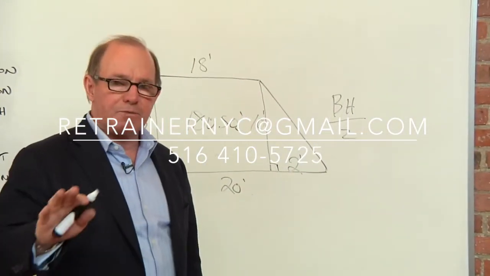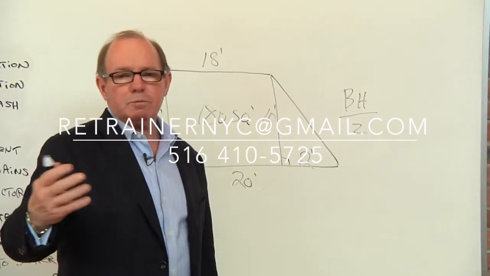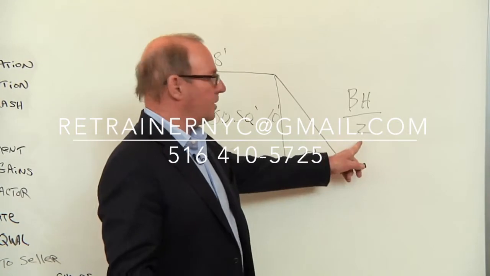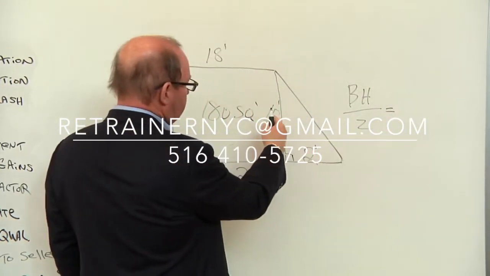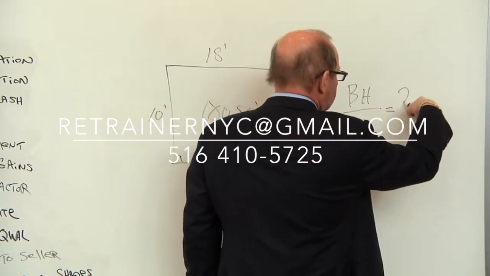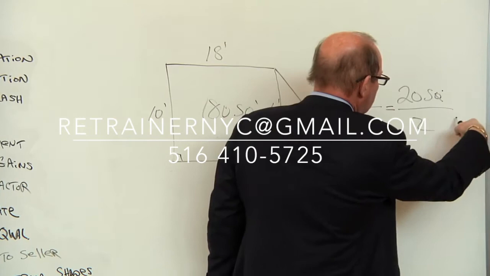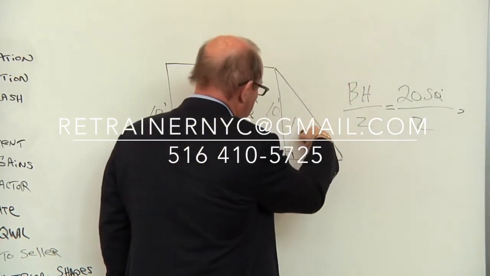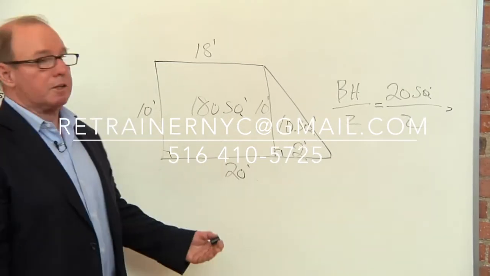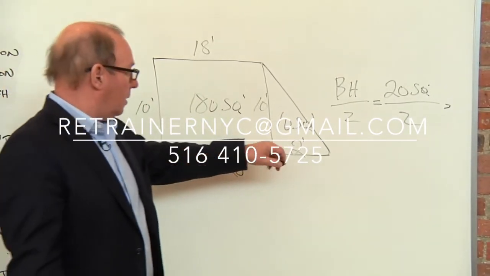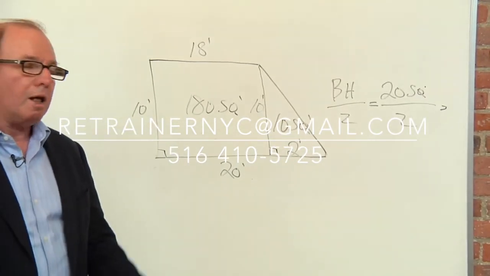Just accept the fact for now, unless you want to get an algebra book and go through the proof, which is actually fun, but you probably don't need to. Base times height divided by 2 equals 2 feet by 10 feet is 20 square feet, divided by 2 is 10 square feet. And then what do you do? You add them together. 180 square feet plus 10 square feet is 190 square feet. You add them together.